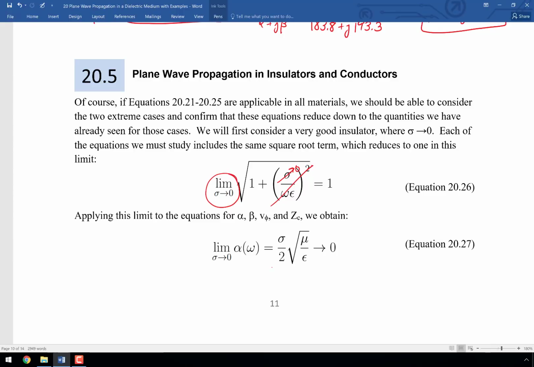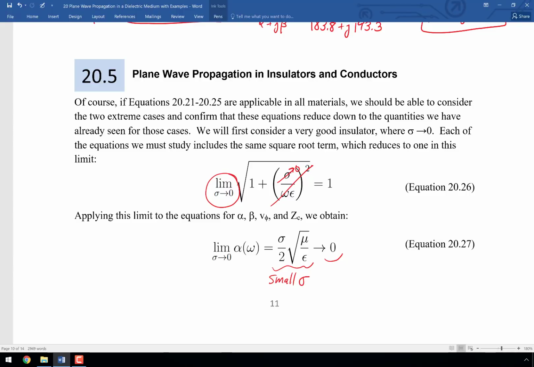Notice that this is our expression for alpha, but since sigma is going to 0, so let's say this is small sigma, but if sigma goes all the way to 0, if it truly is a perfect insulator, then alpha is equal to 0. And that makes sense. Remember that alpha is how quickly something decays. Well, think about outer space, which is an excellent insulator. There are almost no free charges moving around in outer space.